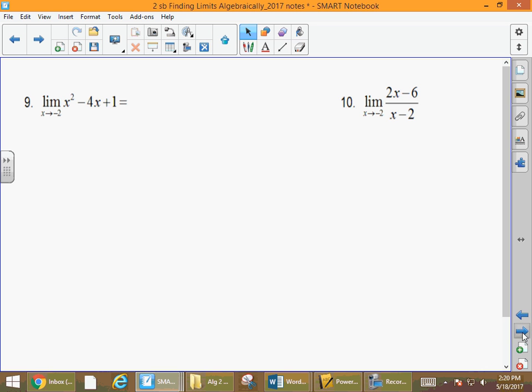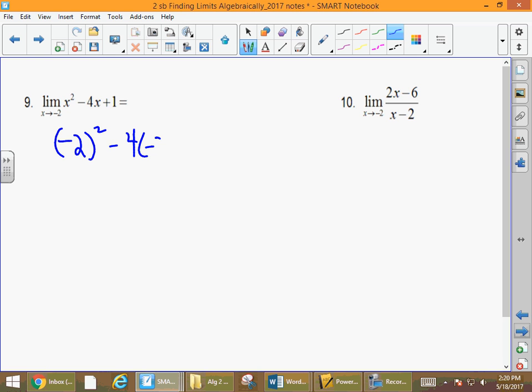Once again, we're going to take the negative 2 and put it back into our function. This is going to be negative 2 squared minus 4 times negative 2 plus 1. Negative 2 squared is 4. 4 times negative 2 is negative 8, plus 1. You can type this in your calculator, but be really careful, because negative 2 needs parentheses when you square it. So the limit as x approaches negative 2 of this function is 13.